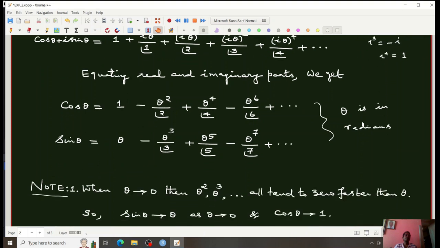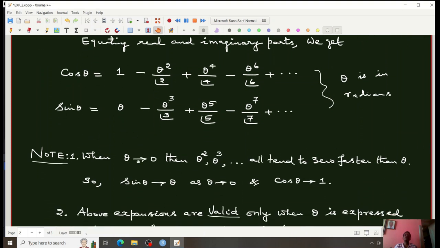And what is the important thing? There are two points to be noted. What happens when theta tends to zero? When theta gets closer to zero, the higher powers of theta, namely theta square, theta cube, and so on, all of them will tend to zero faster than theta. So in that case, all these terms will become much closer to zero than theta. So when theta tends to zero, sine theta tends to theta. So that is the reason sine theta tends to zero as theta tends to zero.